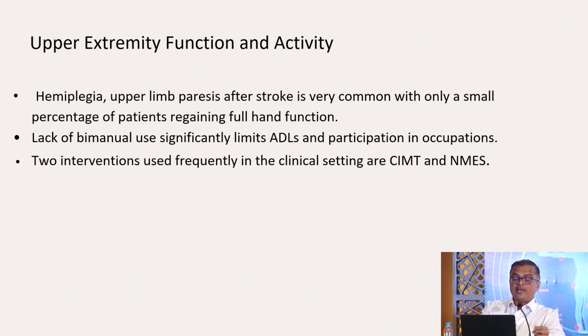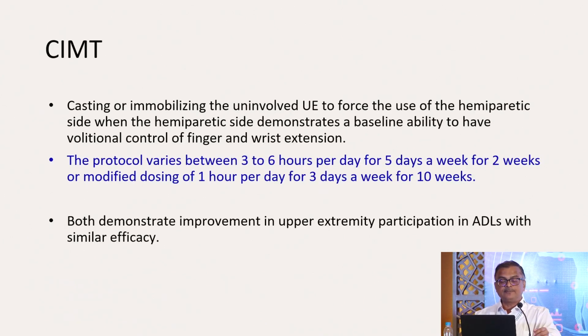Lack of bimanual use significantly limits ADL and participation in occupation. Don't focus only on the unhealthy side or weak side or hemiplegic side or hemiparetic side. Most of the time what happens, we forget about the healthy side. So two interventions used frequently in clinical settings are CIMT and neuromuscular electrical stimulation.